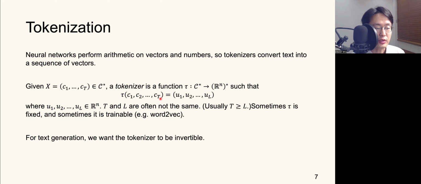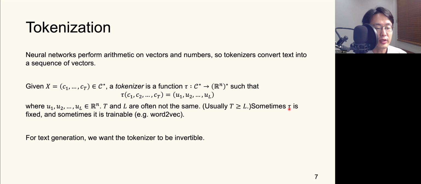Now, the input text consists of big T characters. And then the output after tokenization will be L vectors. So in total, there are going to be n times L numbers in the output. But in the tokenization process, there is no requirement that T, the input character length, and L, the output vector length, be the same. The input character length T also does not have to be equal to n times L. It's usually the case that the number of output vectors is smaller; the sequence length gets smaller compared to the input character length.